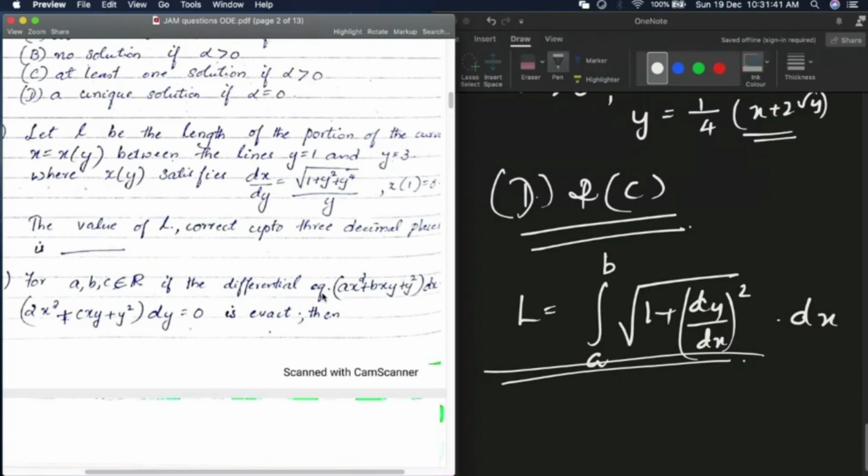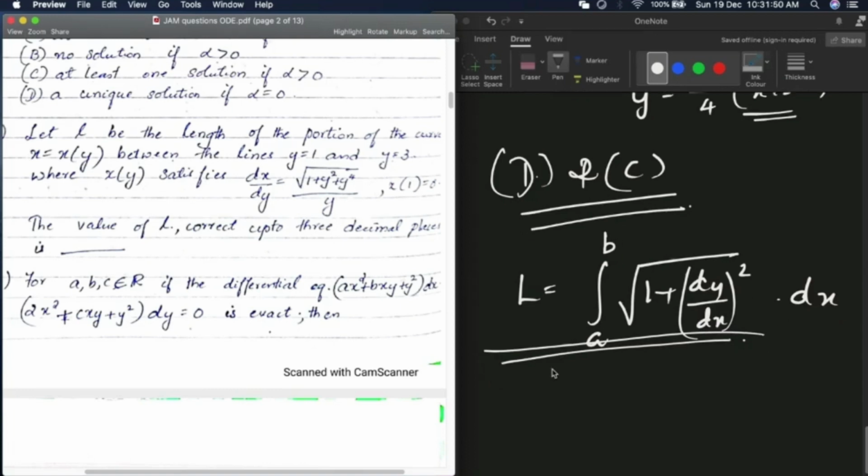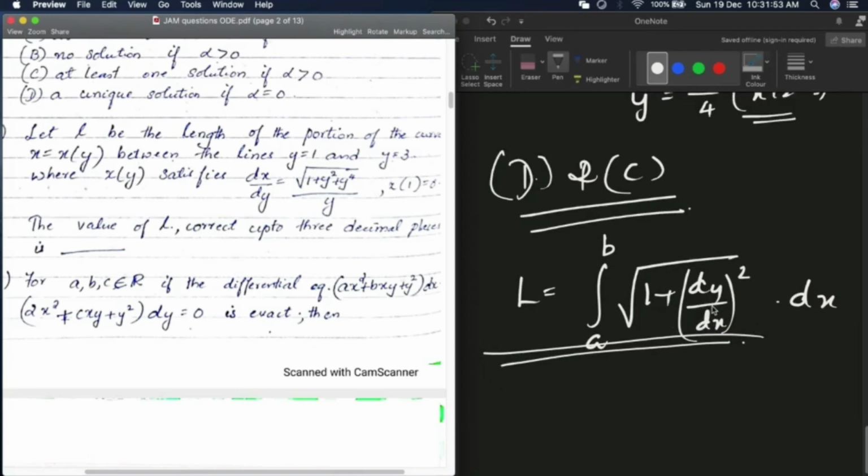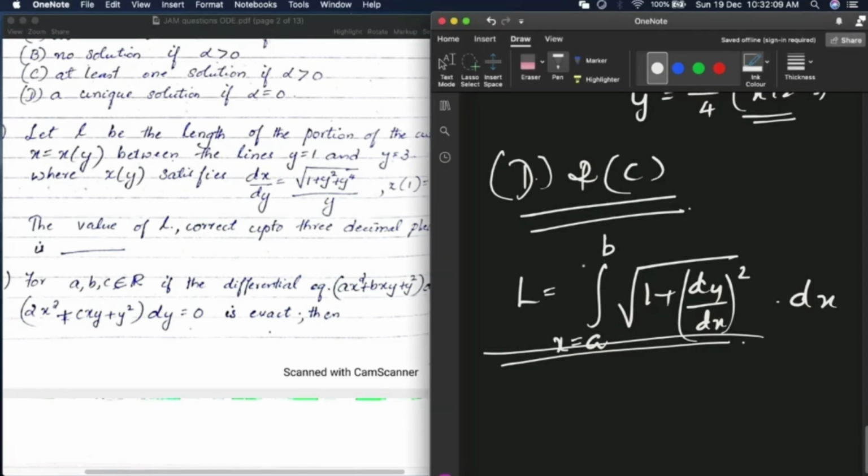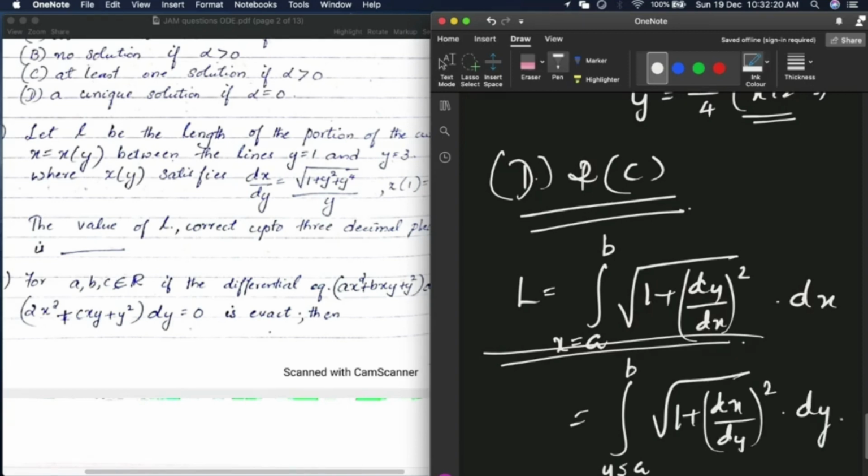So dx by dy is given to you. Here your equation is given as x dash, instead of dy by dx. That is okay. You can use the same formula, and the limits have to be given accordingly. So here the y limits are given. These are the x limits if you know dy by dx, or else you can use the formula with y from a to b. This is the other case.